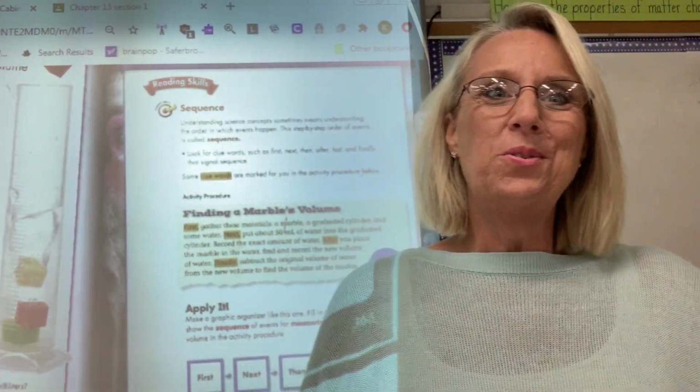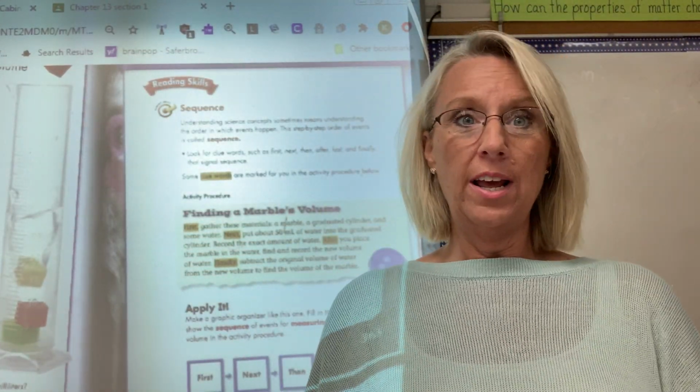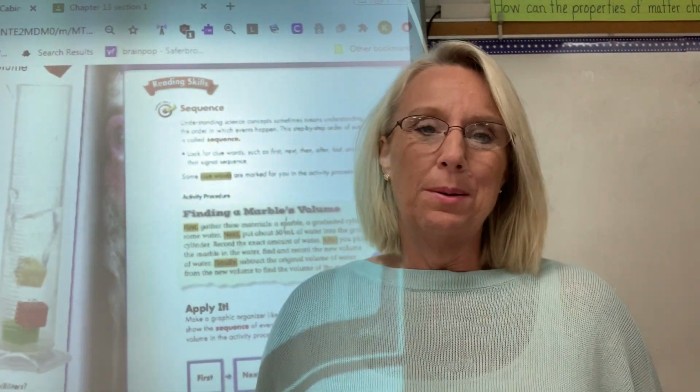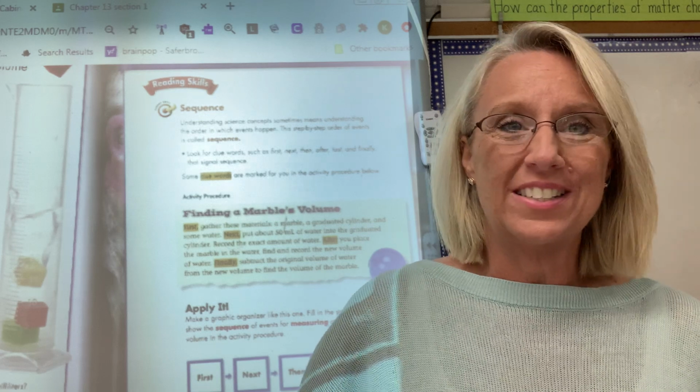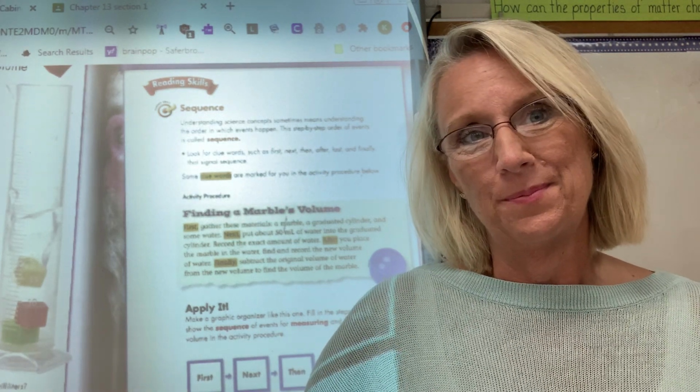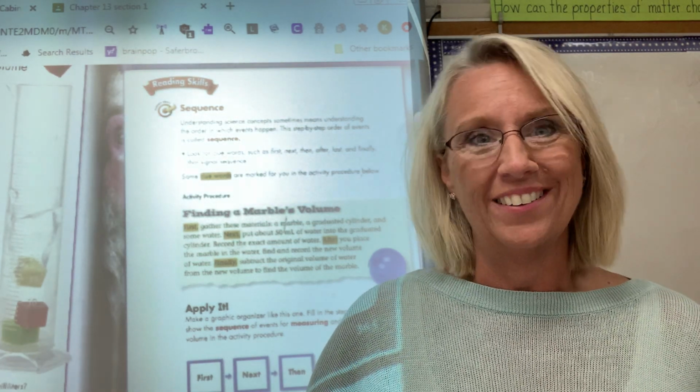Good afternoon. It seems weird not saying good morning. It is September 9th. We are looking at our second science lesson of our COVID shutdown.